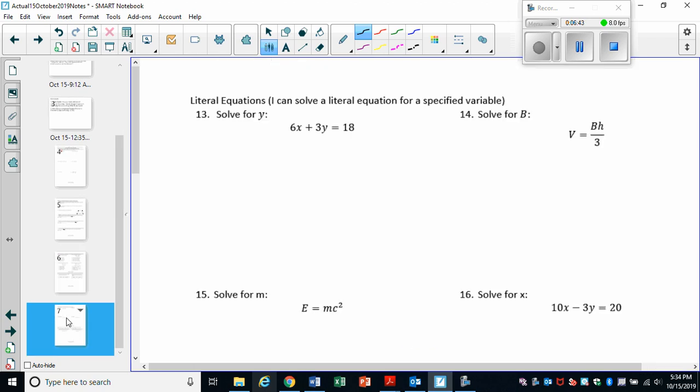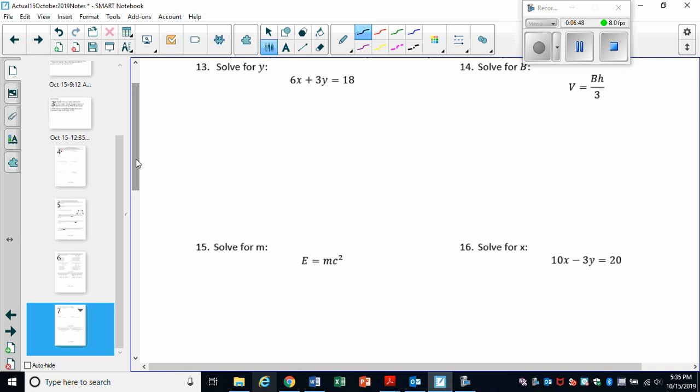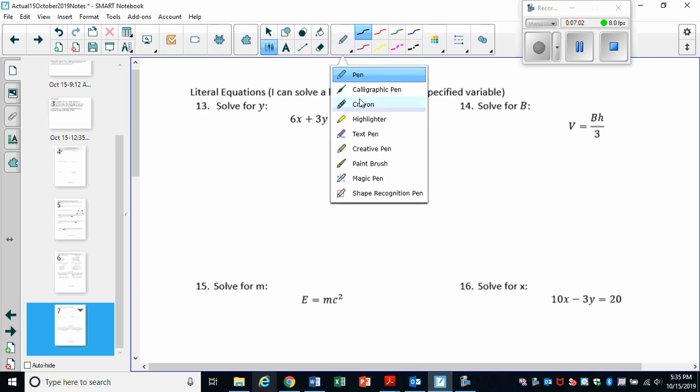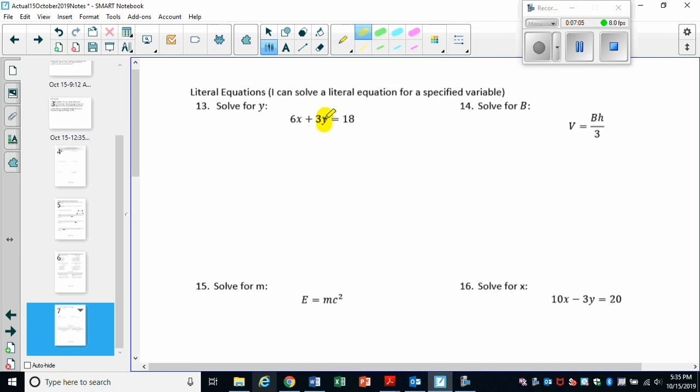Last but not least, problems 13, 14, 15, 16. You need to solve for the variable. It's sort of like what you were doing on your project, sort of like what we did on the most recent quiz. Again, you need to highlight the variable you are trying to isolate. And again, use the properties to help.